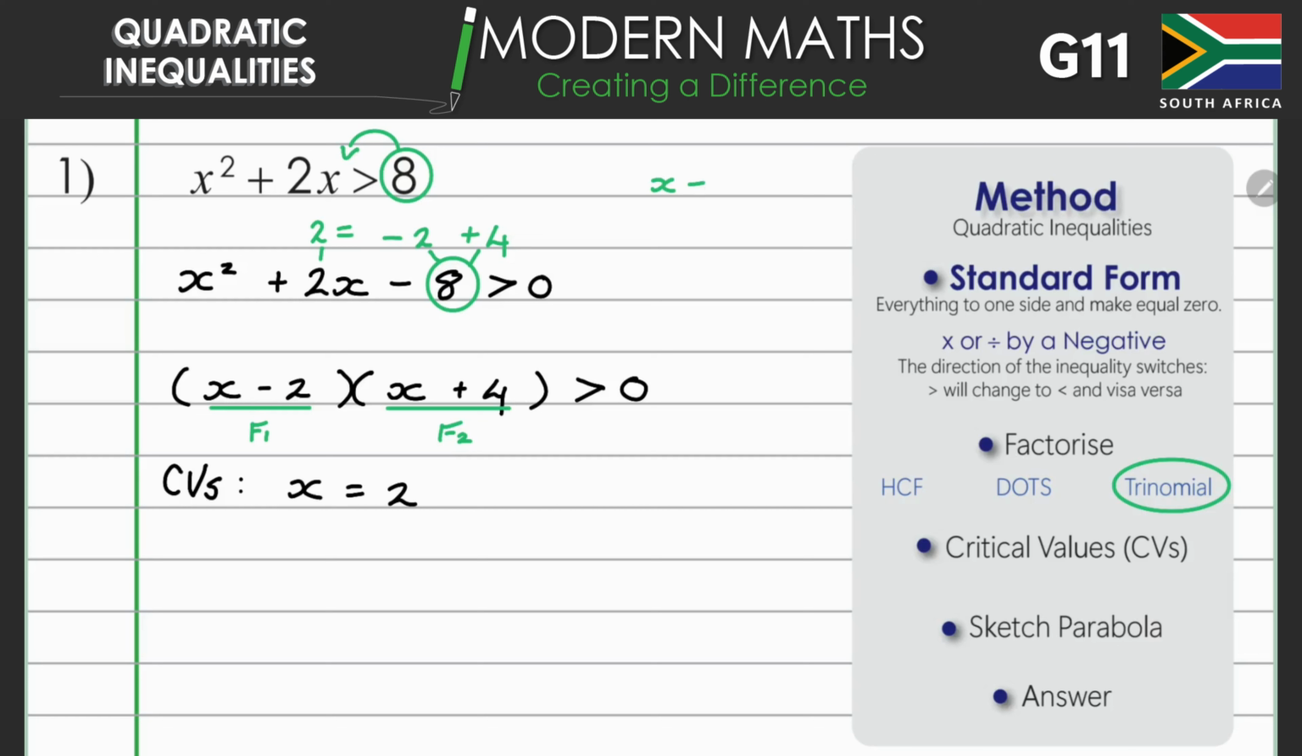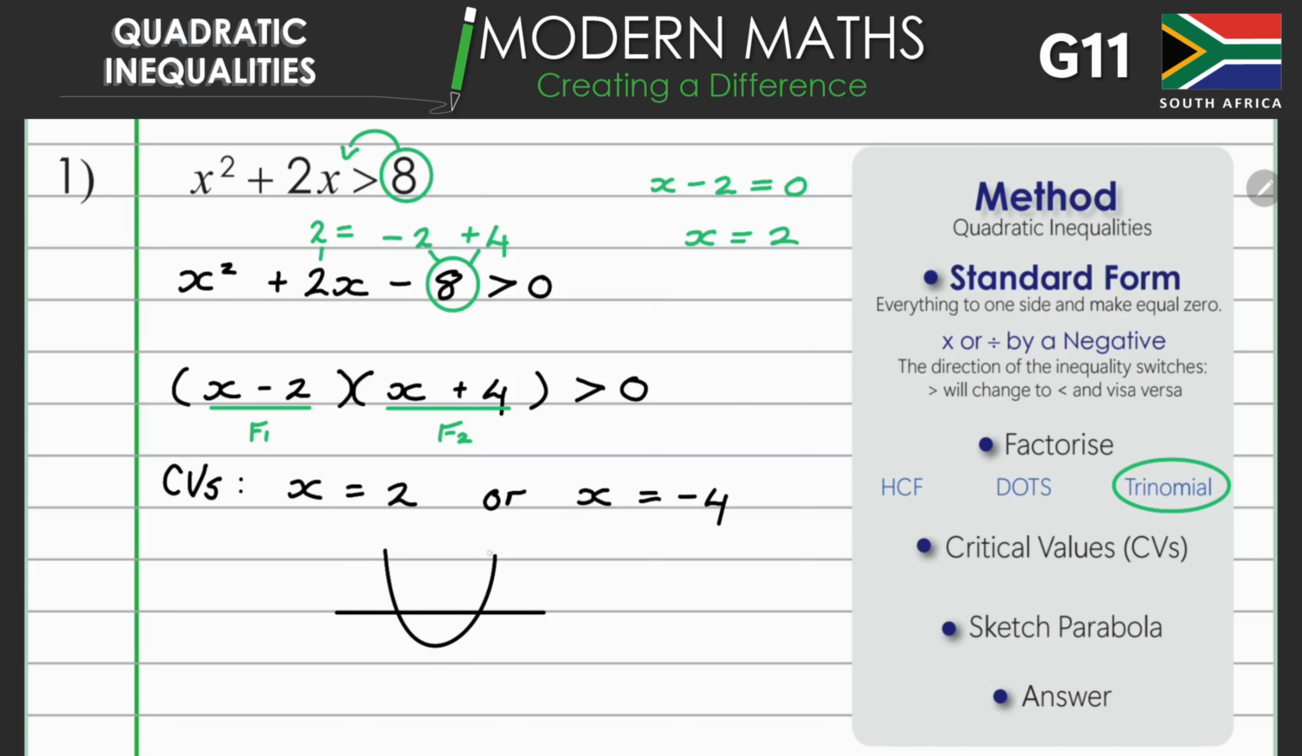I'm going to illustrate it with the first one. So x minus 2 equals 0. Take the 2 over and we get x equals 2. And that's how I get my CVs. So in a similar fashion, if I had to do the factor 2, it will just be the opposite sign. x equals minus 4. From there, we're going to sketch our parabola.